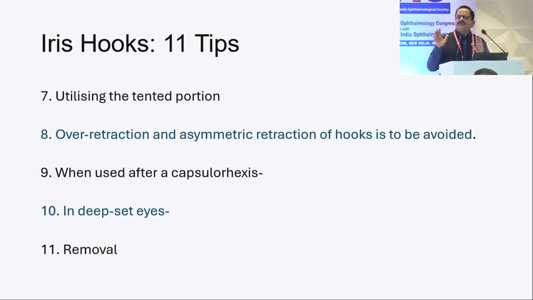You have to make a symmetric one, so the pupil remains dilated throughout and you get an equal area to expose, and don't overstretch it, otherwise the pupillary sphincter will be damaged, and once you finish the surgery, it will not come back to its original position.